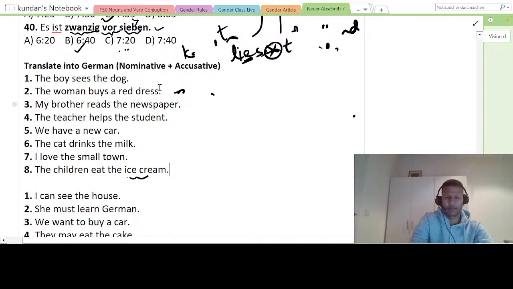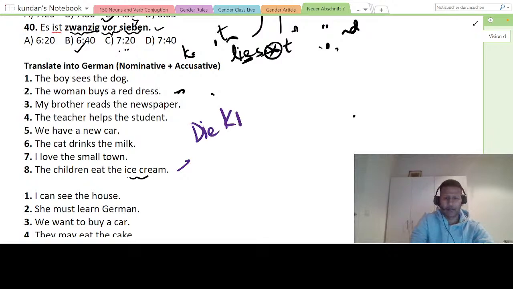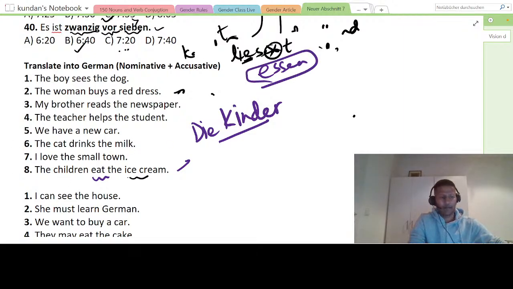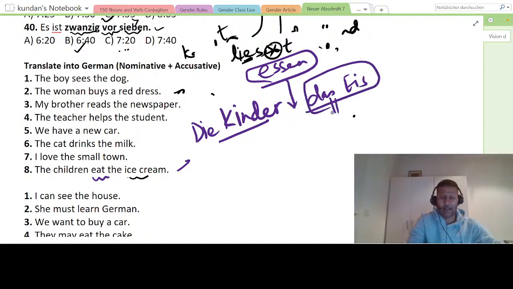All right. So this subject is what? Die Kinder. Okay, the children. And it is what? Essen. Essen, right? But for plural, it doesn't change, right? Die Kinder essen das Eis. Das Eis will remain das Eis. It will not change. Das Eis in nominative is das Eis, and in accusative also das Eis.